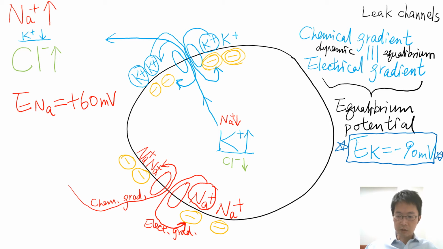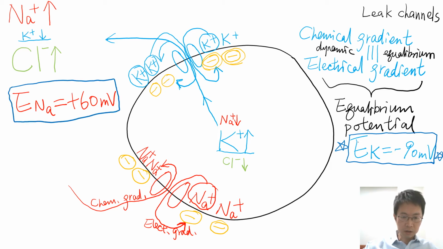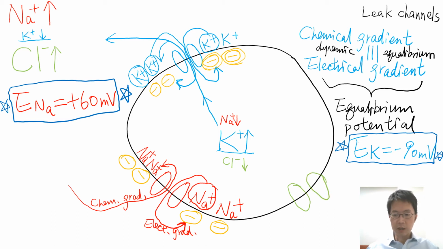Again, I want you to memorize this. Memorize this, and then the same thing happens for the chloride channel, the leak channel of chloride. Okay, we have a higher concentration outside, so chloride will go into the cell. Then you have the negative charge of the chloride ion inside the membrane.